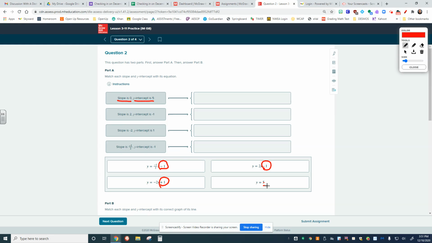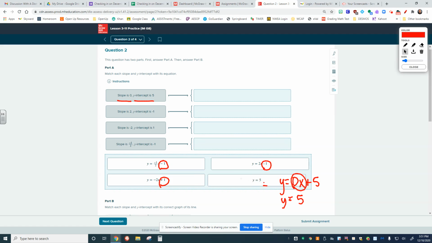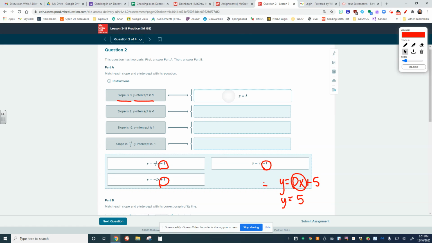Well, if the slope is 0, let's plug in the 0 and see what happens. Y is equal to 0 times x plus 5. I know that 0 times x is simply 0, and there's really no need to write that in here, which leaves me with y equals 5. What does that tell me? It tells me that this equation right here has a slope of 0 and a y-intercept of 5. Continue to find the right y-intercepts, the right slopes, and drag and drop into the correct places.